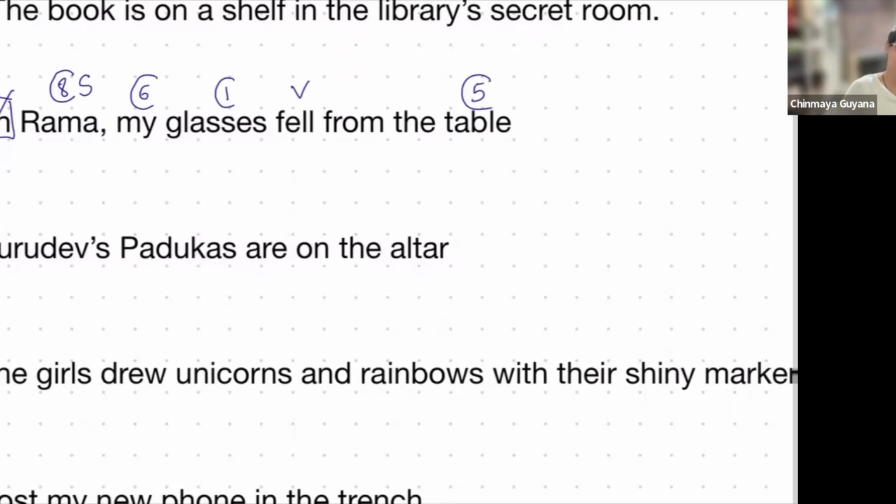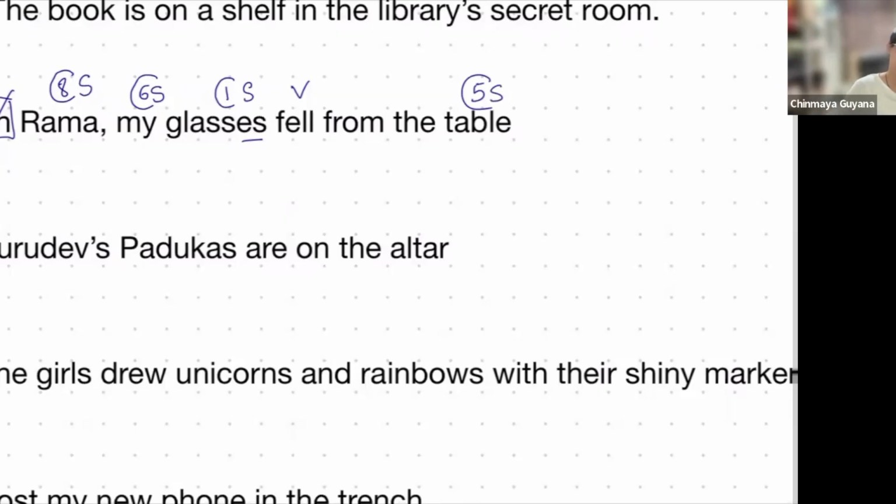Okay. How many my's? 1 my. How many glasses? Now see, in English it looks like plural, but it really is just 1, isn't it? Unless you had like 5 glasses fall at the same time. But my glasses, if you took these glasses, not a drinking glass. If you took drinking glasses, then it'll be plural. But if you took these glasses, it'll be singular. Okay? Fell from the table, 1 table.